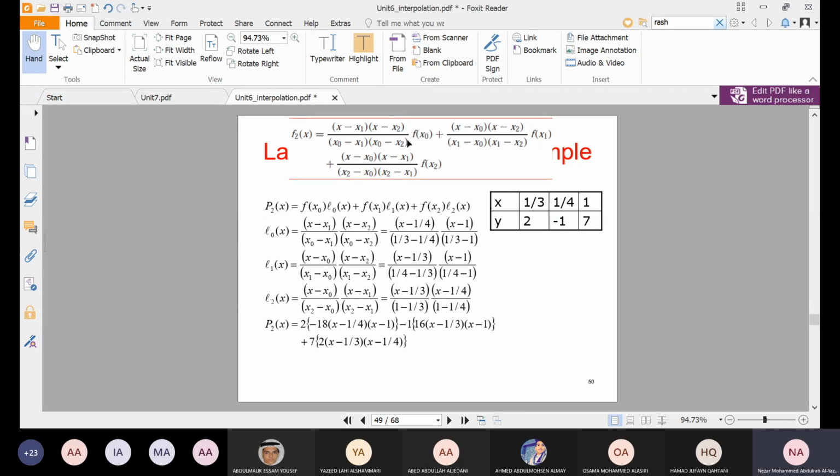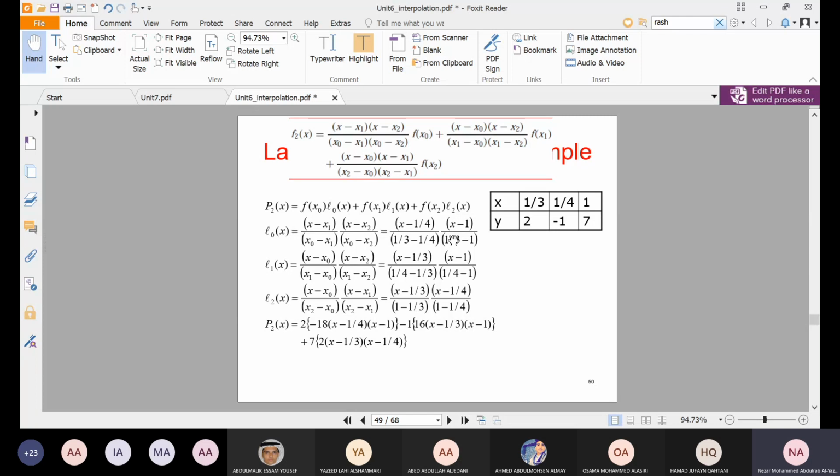After that, we just substitute, and f of x0 is given here, and f of x1 is equal to minus 1, and f of x2 is given here as equal to 7. We just substitute in this polynomial. So this polynomial just connects all these points, or fits all this data. Okay, because this is interpolation, so it connects all these points. So it gives us this polynomial.